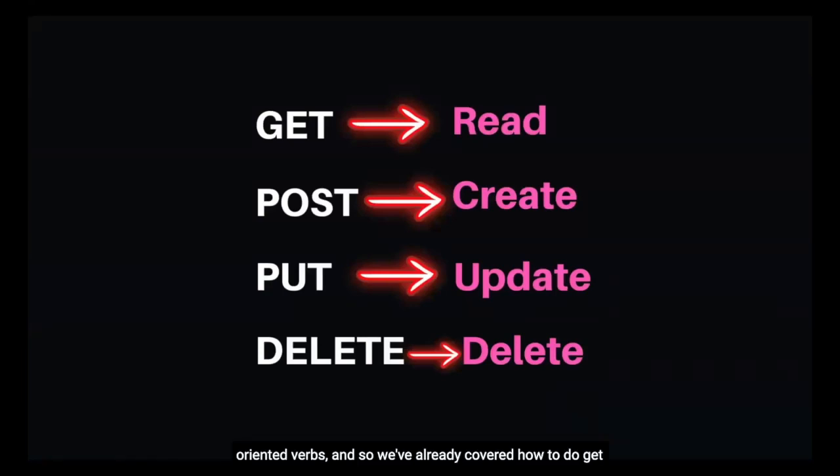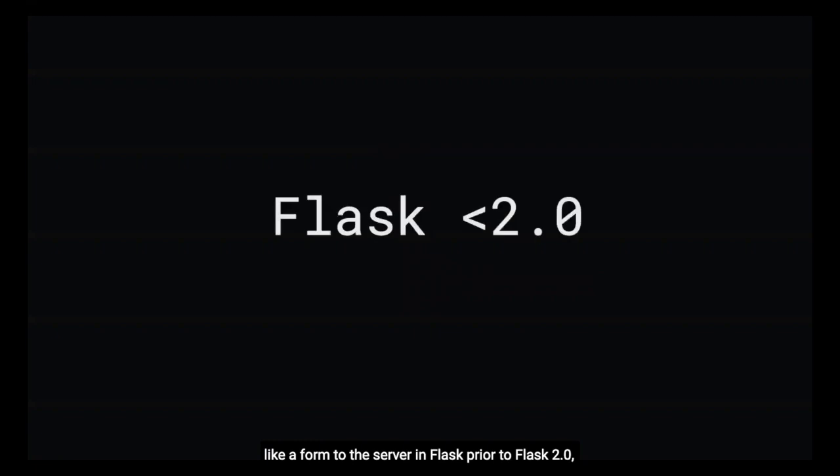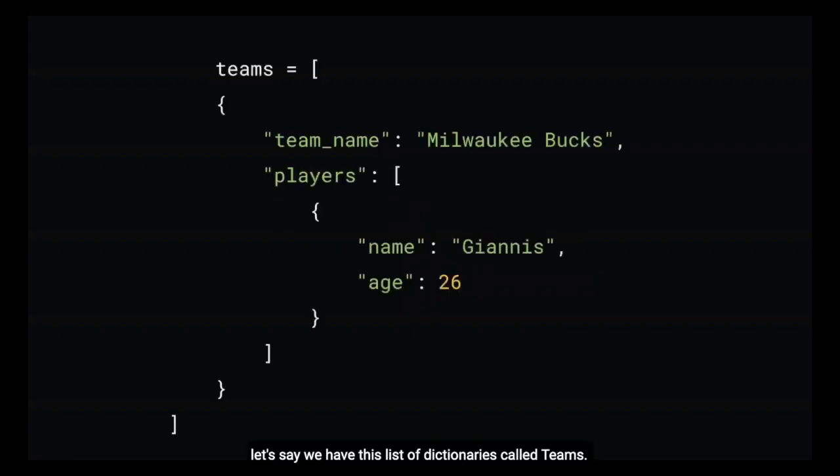And so we've already covered how to do a get, which is read-only. So let's see how to do a post in Flask and FastAPI. A post request is for creating a resource, okay? So for like submitting data, like a form to the server.